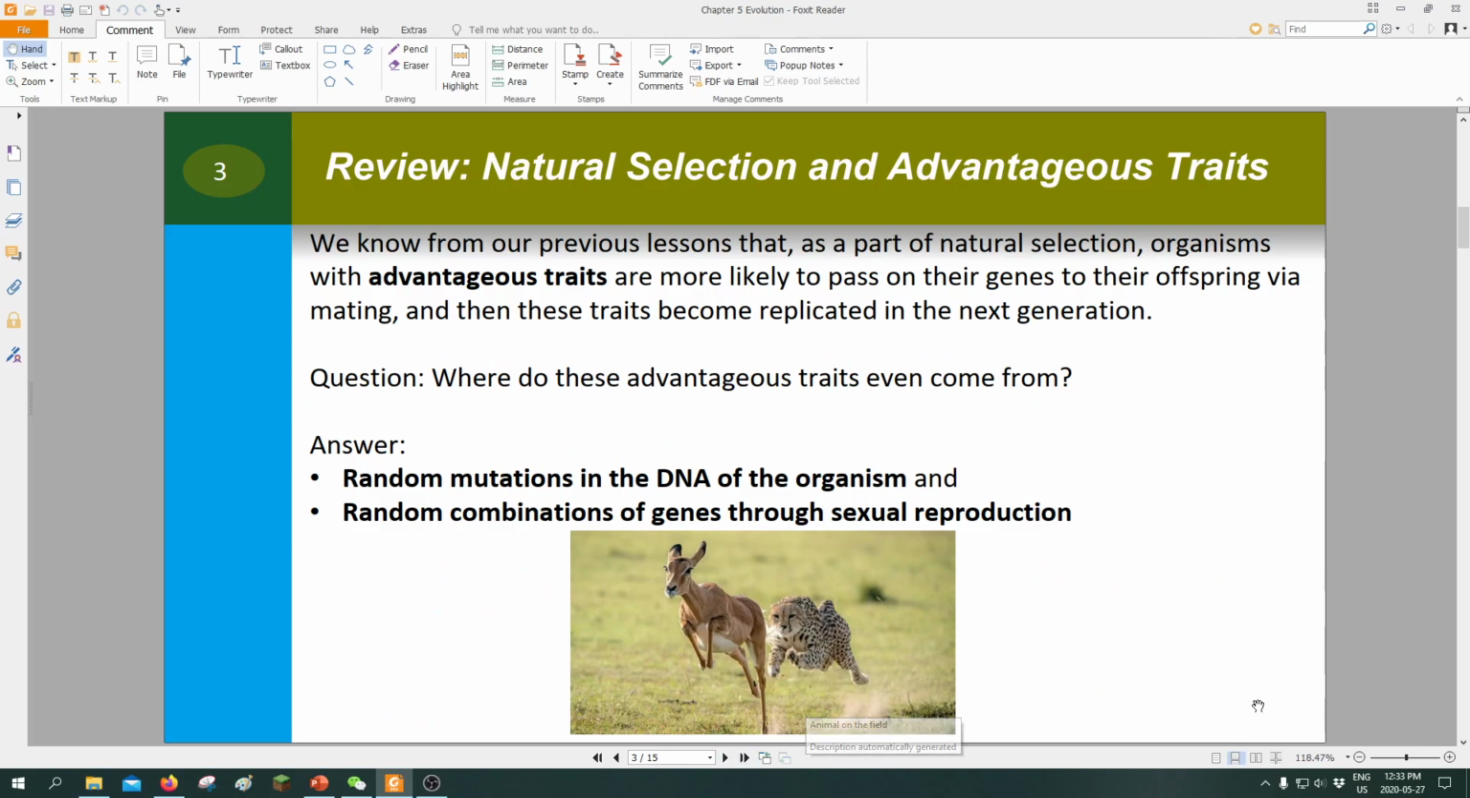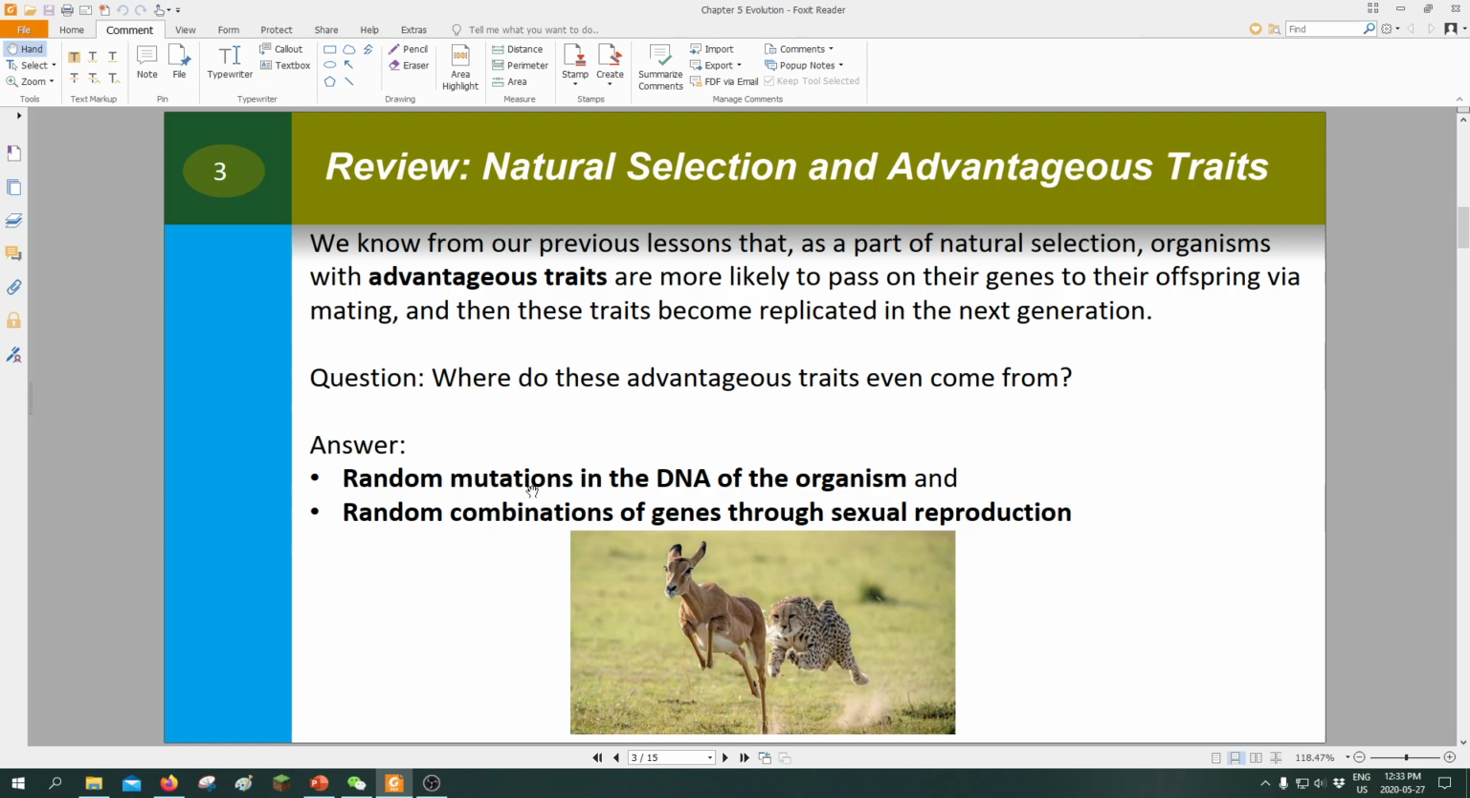As a quick little review, we talked a little bit about the theory of evolution, the process of natural selection, and what all that means. From our previous lessons, we know that as a part of natural selection, organisms that have advantageous traits are more likely to pass on their genes to their offspring via mating, and then these traits become replicated in the next generation. In other words, if you have an advantageous trait, you are more likely to mate because you are more able to survive, and if that's the case, your offspring or your children are probably also going to get these advantageous traits.